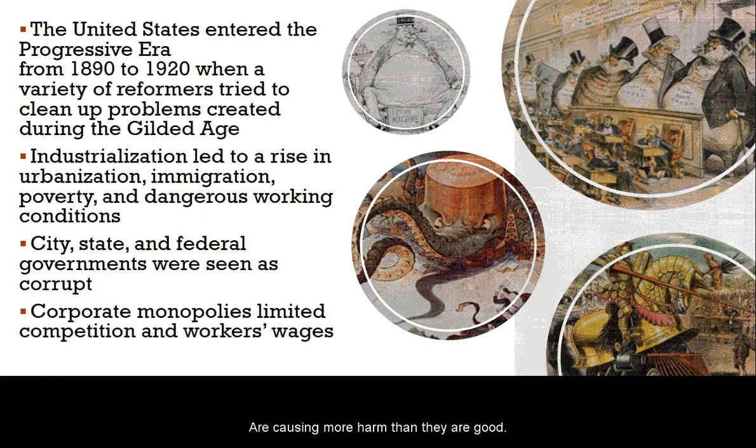During the Gilded Age, we also see the rise of city, state, and federal governments that are corrupt. These are your political machines like Tammany Hall, where they're essentially bribing people to get votes so they can stay in power. And also the era of patronage, where you get a job because of who you know, not because of what you can actually do.